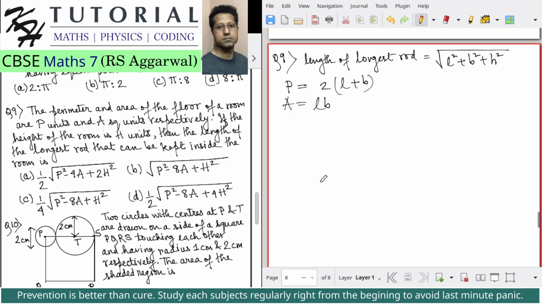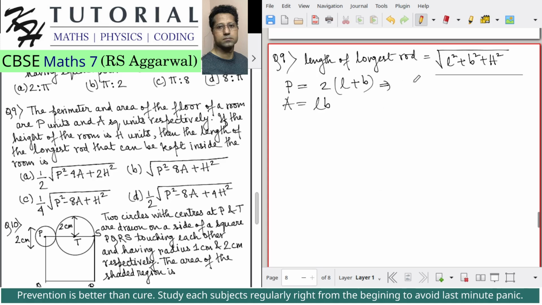The height of the room is given to be capital H. So over here it will be capital H. We have to find this. So somehow we have to find the value of L square plus B square, where we know that 2 into (L plus B) is equal to capital P and LB equals A. So we have to apply some concept of algebraic identities.